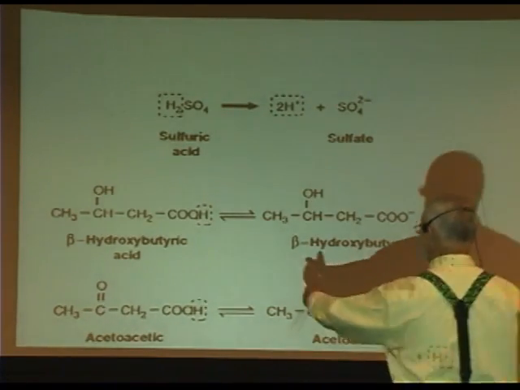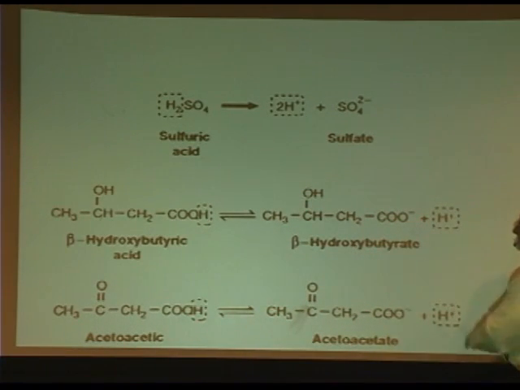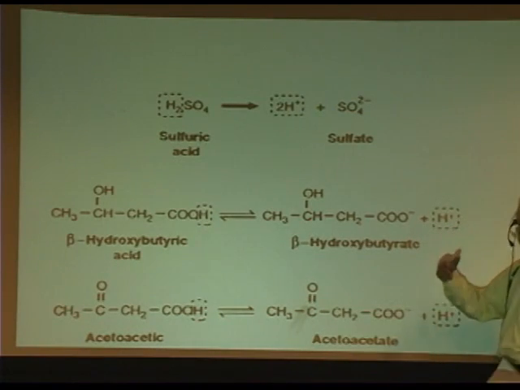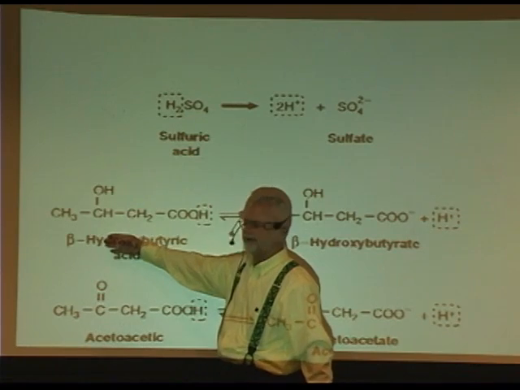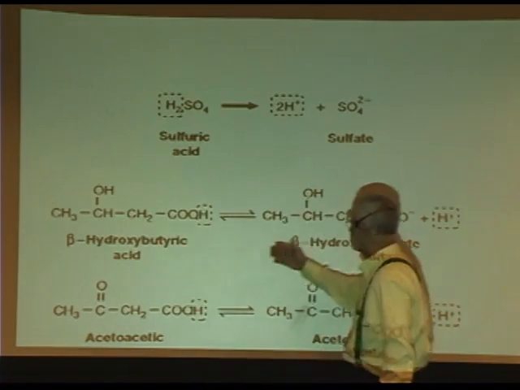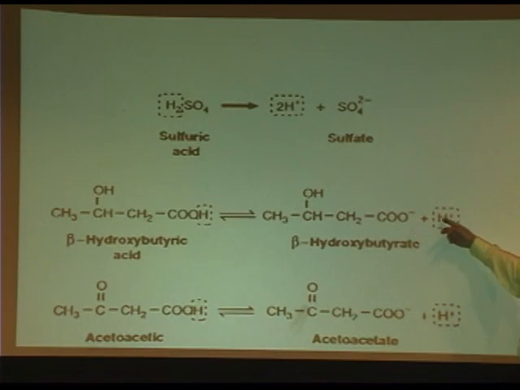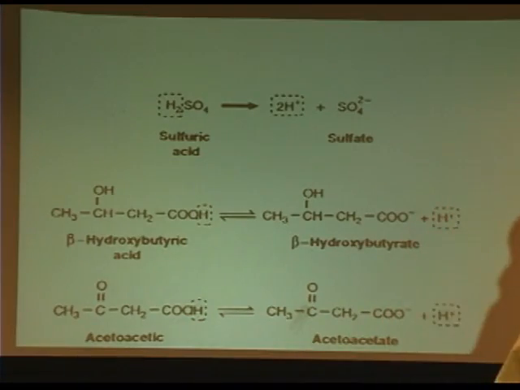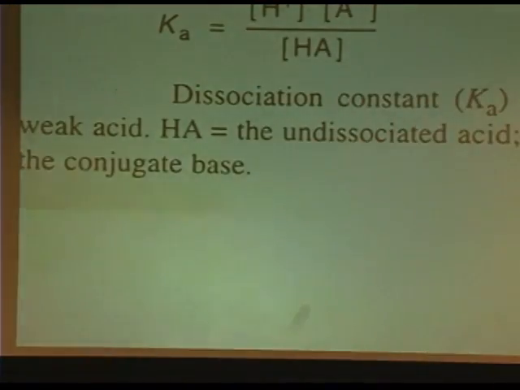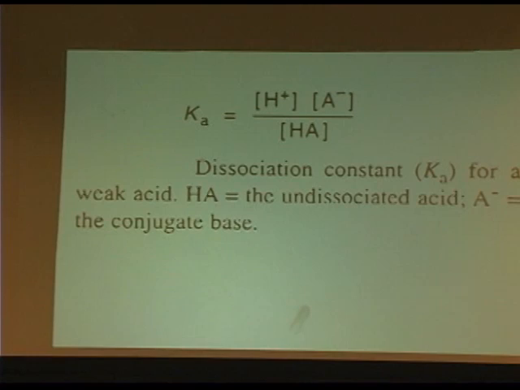If you look back at this previous chart, we said here's beta-hydroxybutyric acid dissociating into beta-hydroxybutyrate and a proton. Well, what we're doing in the equations we're going to use now is we're just designating this as HA, the associated form of the acid, and then A minus would be the dissociated form of the acid plus a proton. That's what we got here. So for any acid, we can write this equation.